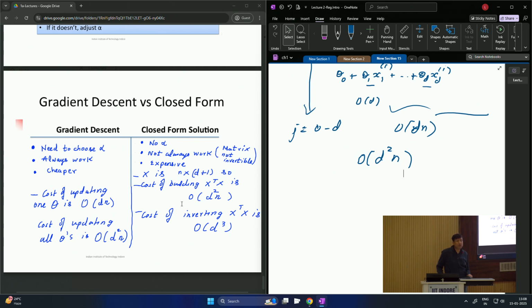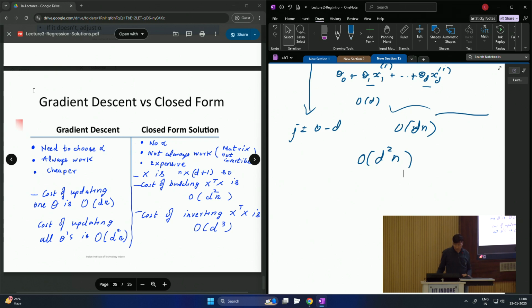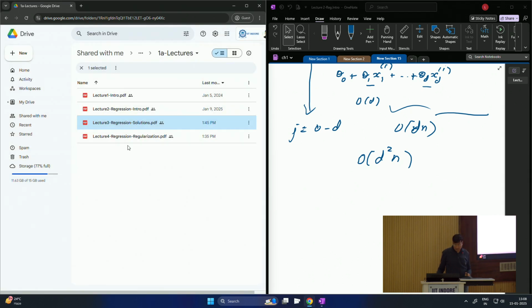Everybody comfortable? Should we start regularization? Okay. So this took away so much time. Now we come to the lecture which I had planned for today, which is regularization. I'll not open the slide. I'll just first motivate you on something.